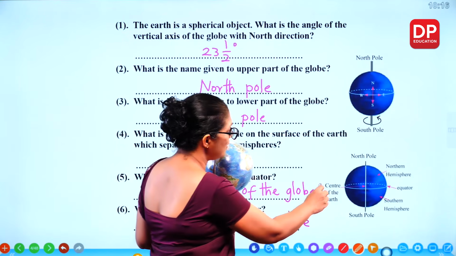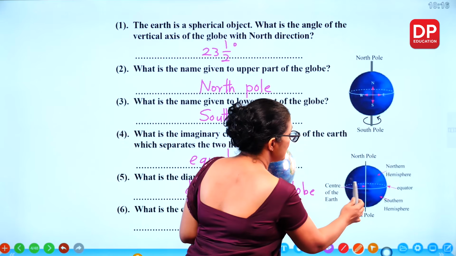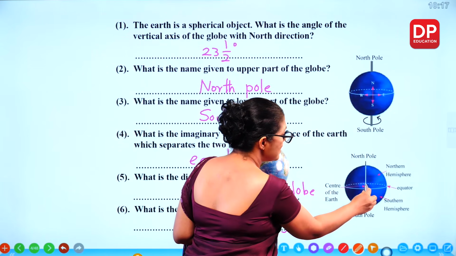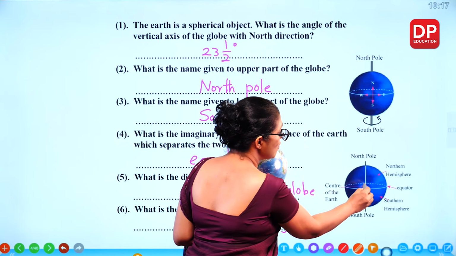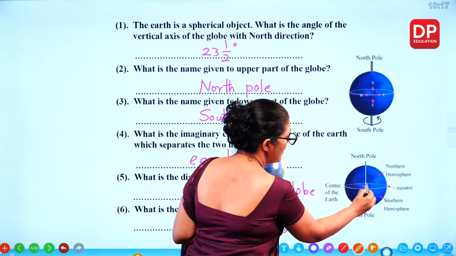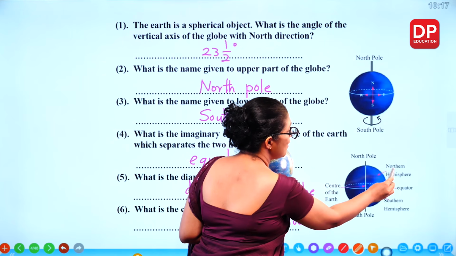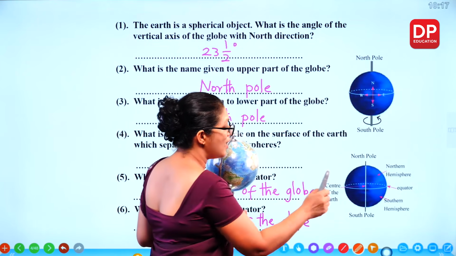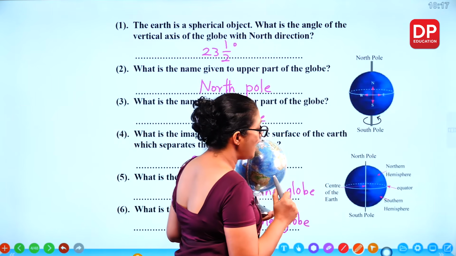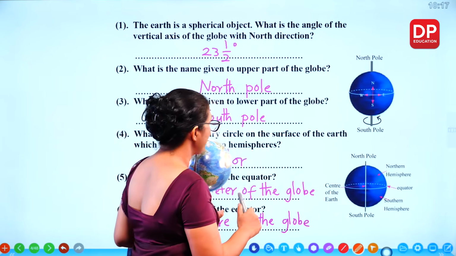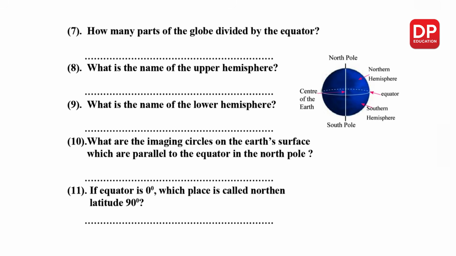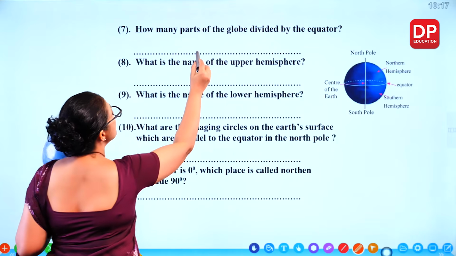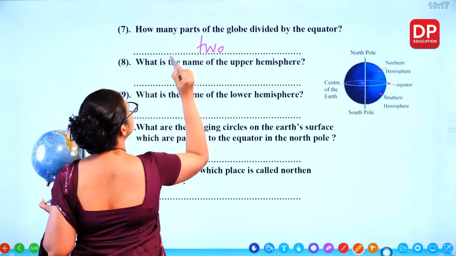So look at this one. So this is the equator. We call this North Pole, South Pole, and center of the earth or center of the globe is here, and we call the upper part northern hemisphere and this part southern hemisphere. So how many parts of the globe divided by the equator? This part, upper part, and the lower part. So just two parts are there.